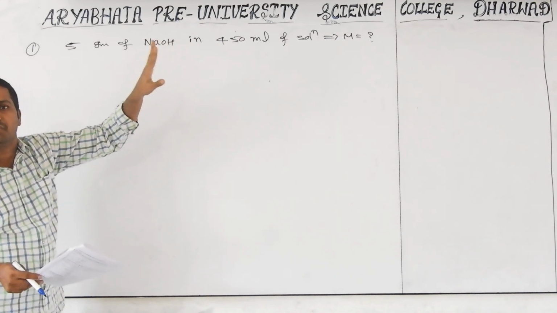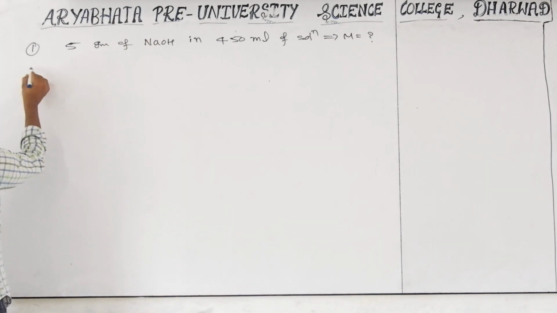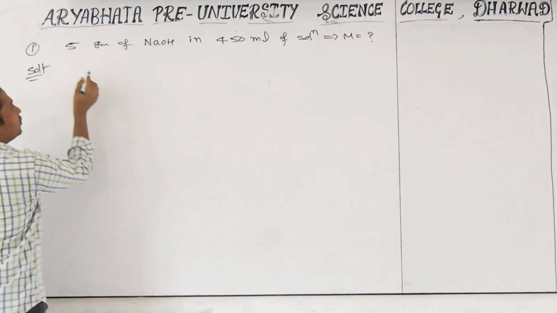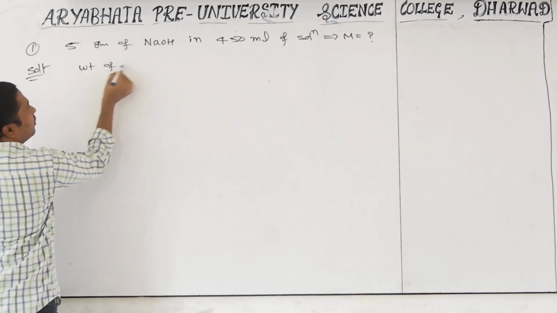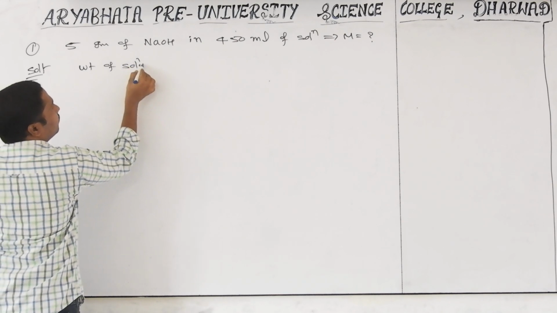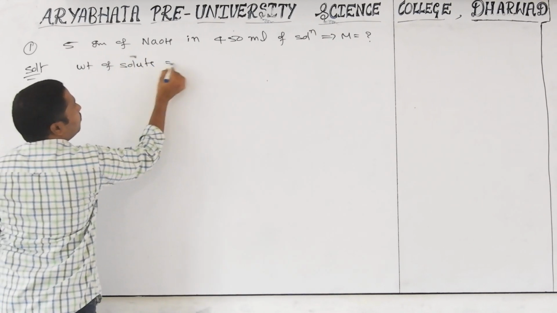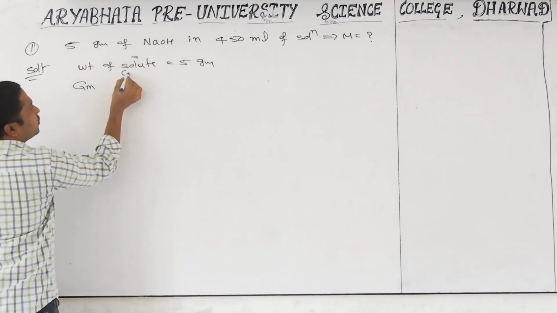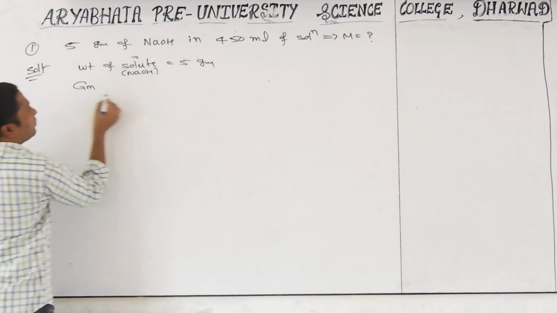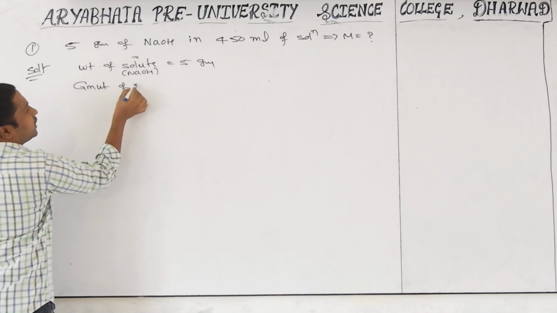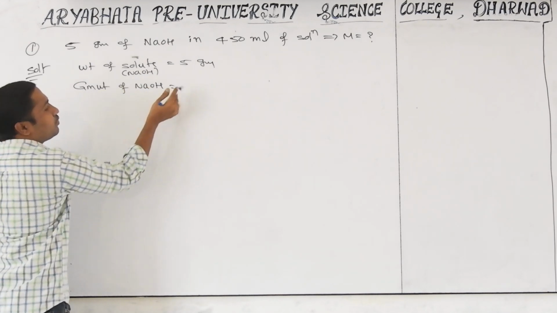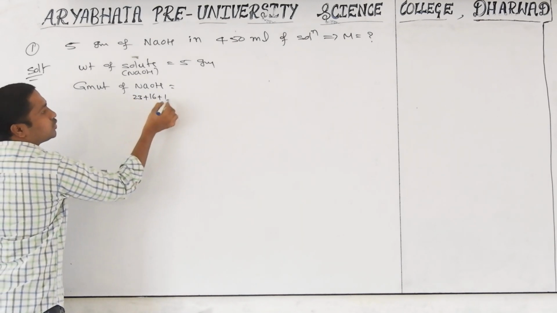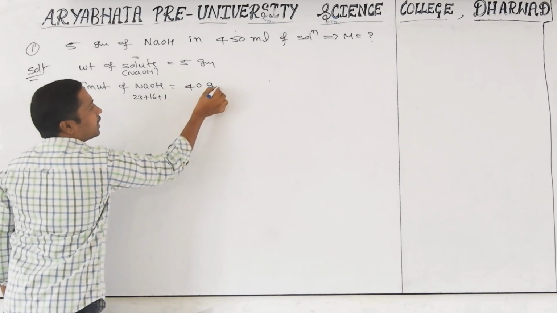First study the question, what terms are given. Yes, you see, write the solution for these. What is the solute here? NaOH is the solute. That's what we write here. Weight of solute is equal to how much? 5 grams. Gram molecular weight of the solute. Solute is nothing but NaOH. Gram molecular weight of NaOH, you know very well, is the sum of its atomic weights: 23 plus oxygen 16 plus 1. Together it is coming 40 grams.